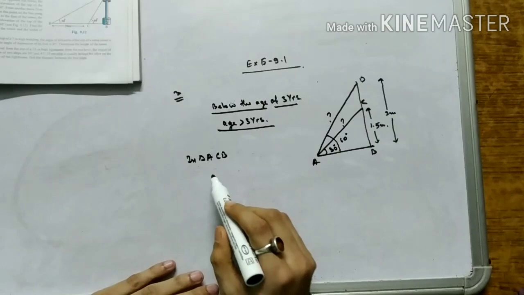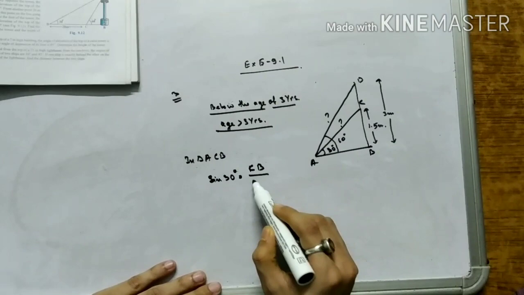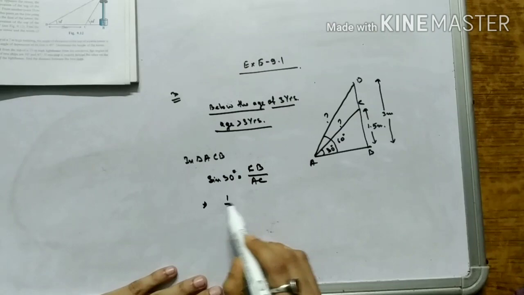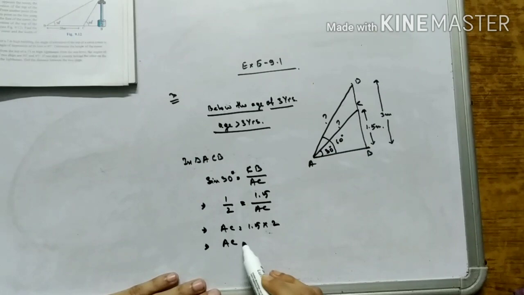I will use the sine function because sine theta is perpendicular by hypotenuse. So I will use sine theta here, CB by AC. Sine 30 is 1 by 2, equal to 1.5 by AC. So AC is equal to 1.5 into 2.